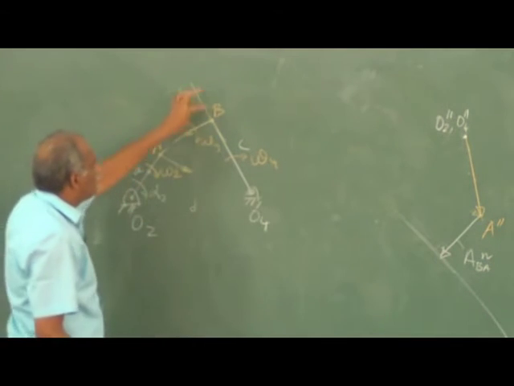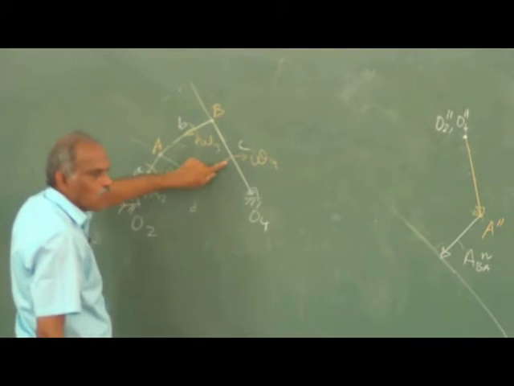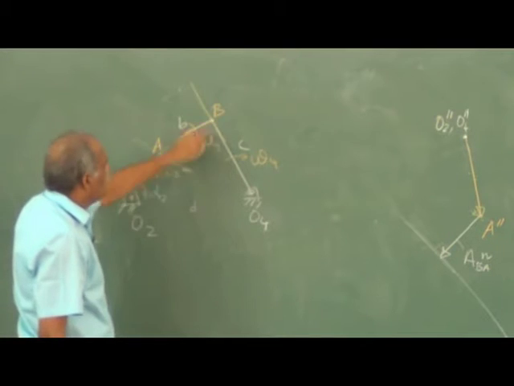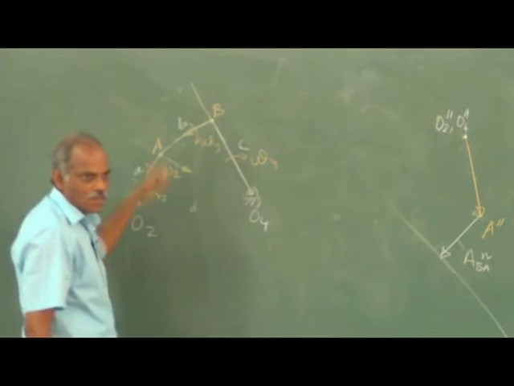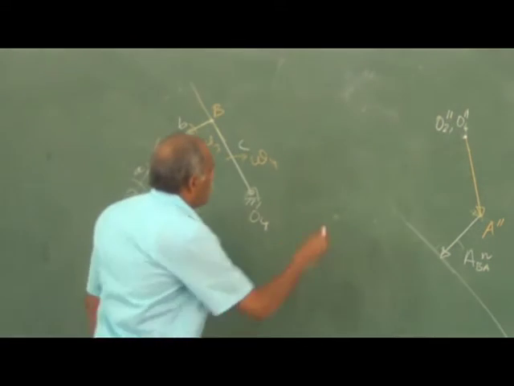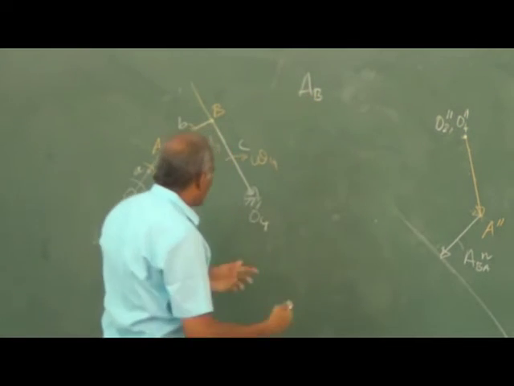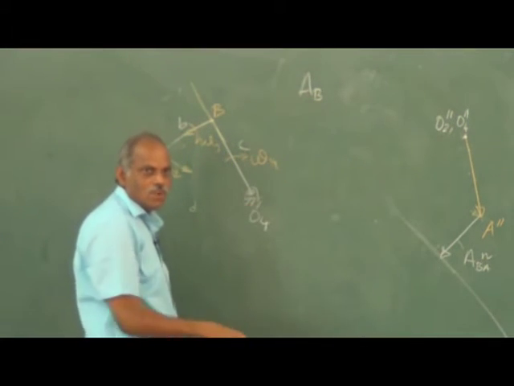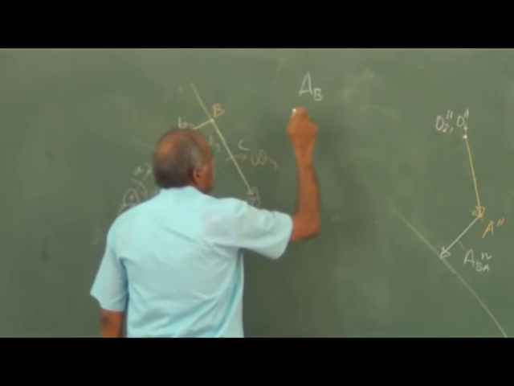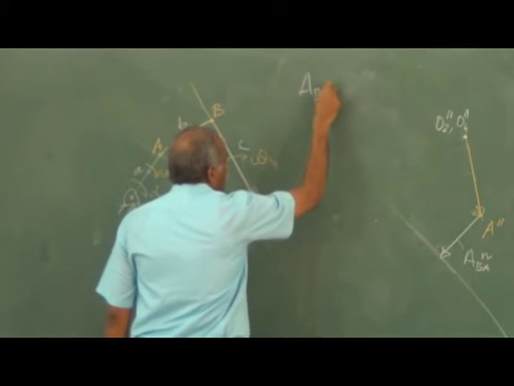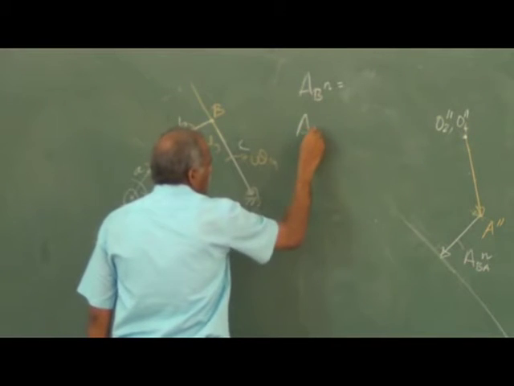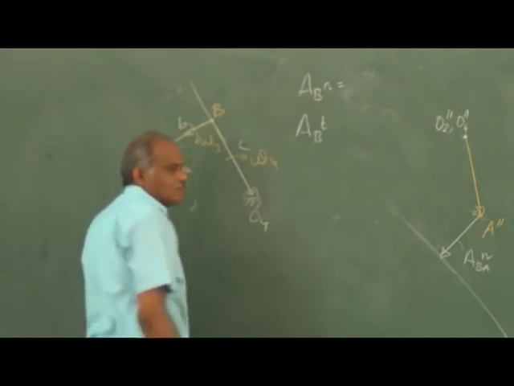Come and look at B as a part of linkage 4, then it will have a normal component and tangential component. So we can say that acceleration of B with respect to O4, we don't mention O4 because that is fixed, acceleration of B normal component, acceleration of B tangential component.